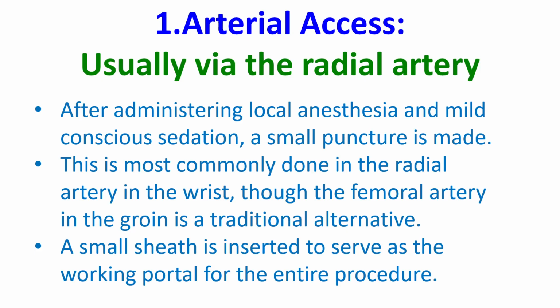Arterial access, usually via the radial artery. After administering local anesthesia and mild conscious sedation, a small puncture is made. This is most commonly done in the radial artery in the wrist, though the femoral artery in the groin is a traditional alternative. A small sheath is inserted to serve as the working portal for the entire procedure.